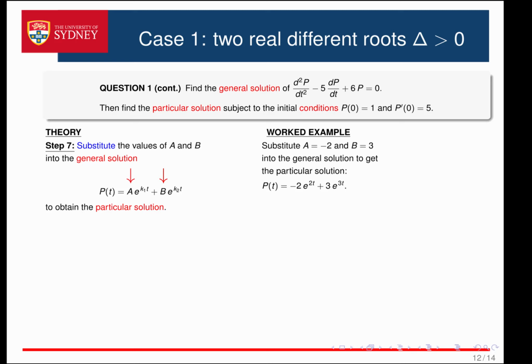It's important to understand what our particular solution actually means. It is a solution to the differential equation, and, just as importantly, the particular solution satisfies both initial conditions. That is, the solution goes through the point 0, 1 and has a slope of 5 at that point.